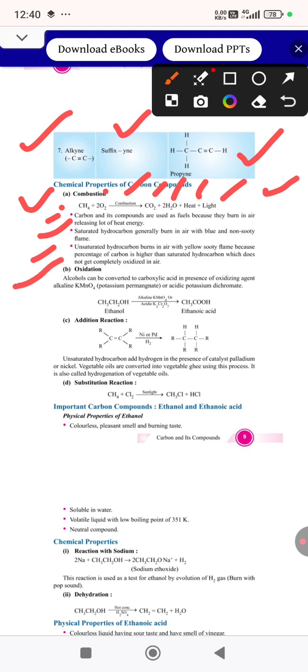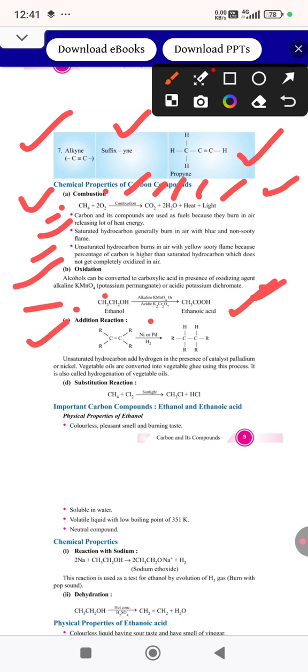Number 2, oxidation. Alcohol can be converted to carboxylic acid in the presence of an oxidizing agent, alkaline KMnO4, potassium permanganate, or acidic potassium dichromate. The reaction is ethanol reacting with alkaline KMnO4 or acidic K2Cr2O7. It gives ethanoic acid.